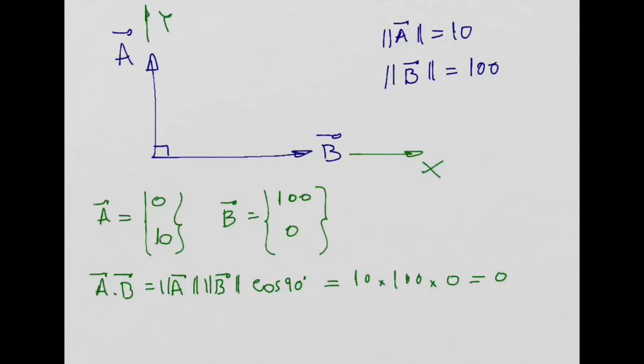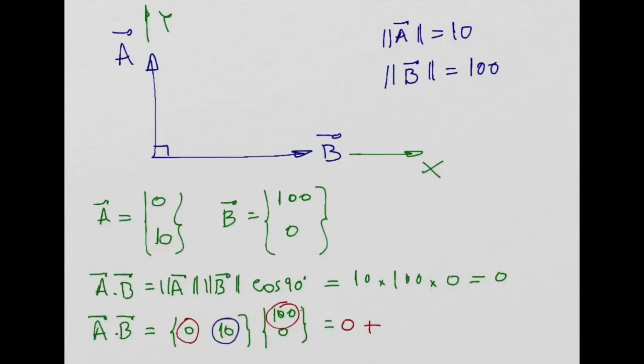If I do the internal product of A with B using the components of the vectors, I will have vector A transpose, 0, 10, and vector B, 100, 0. The result is going to be this times this, which is 0, plus 10 times 0, which is 0 as well. The result is also 0. Correct, right?